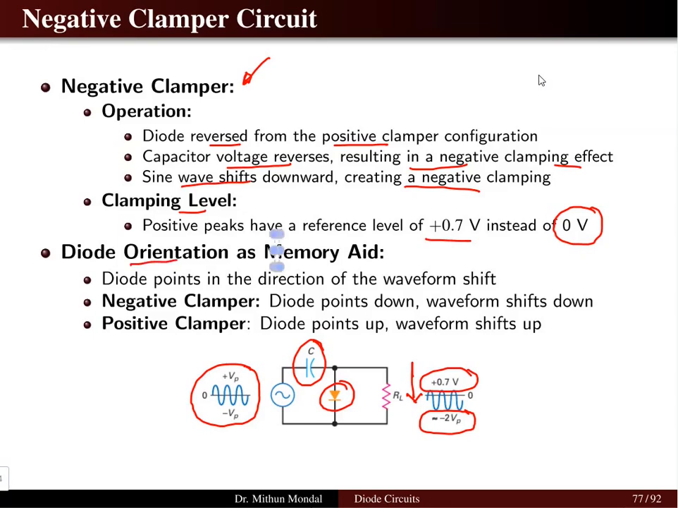So how do we remember the diode orientation? It is a memory aid. The diode will point in the direction of the waveform shifting. For example, if you want to shift the waveform downward, then a diode pointing downward will act as a negative clamper, and a diode pointing upward will act when the waveform shifts up. So if we want to shift the waveform down, the diode will be in the downward direction. If we want to shift the waveform up, the diode will be in the upward direction. So that acts as a memory aid.